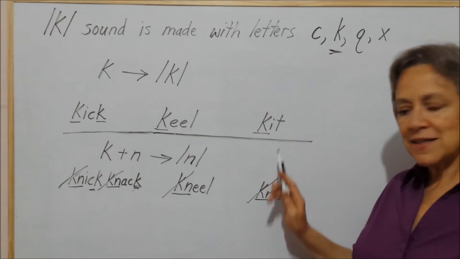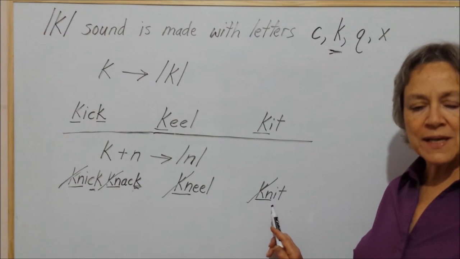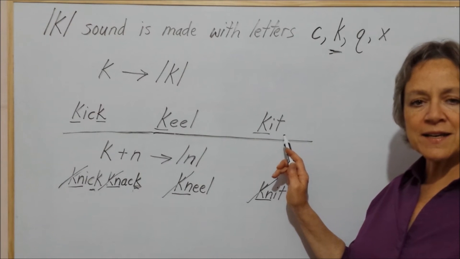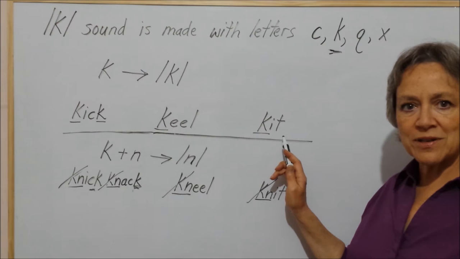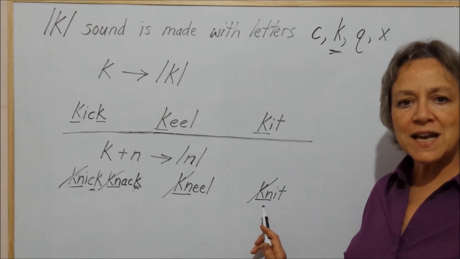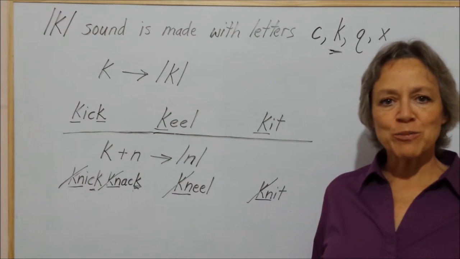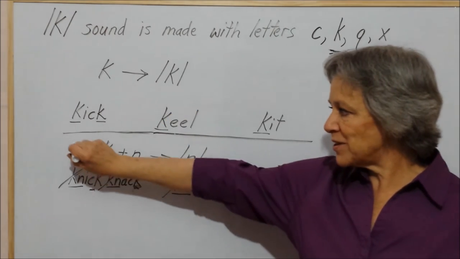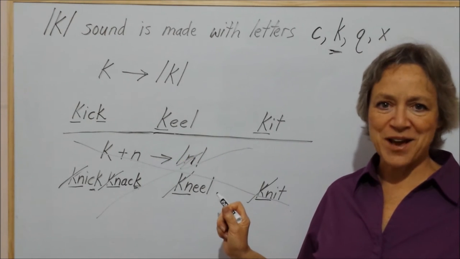K-I-T and K-N-I-T are the same except for the letter N. So this one without the N is kit with the k sound. This one with the letter N is knit. There's no k sound. So in this video, I will be talking about the k sound. I will not be talking about the n sound.